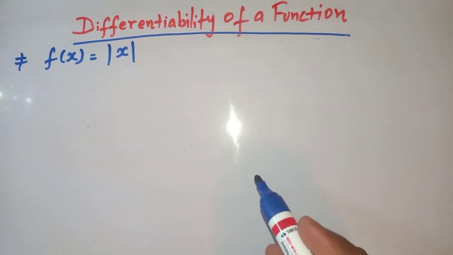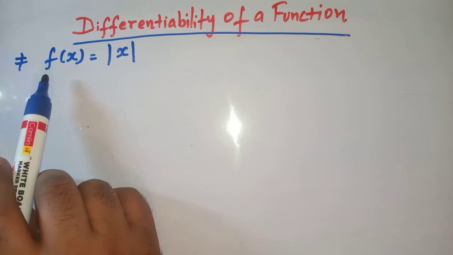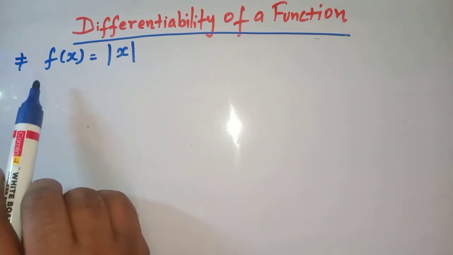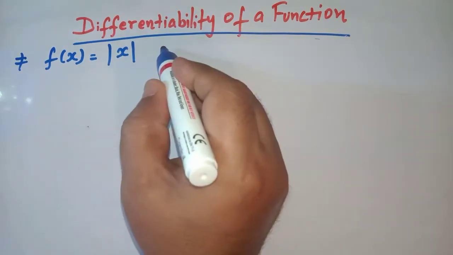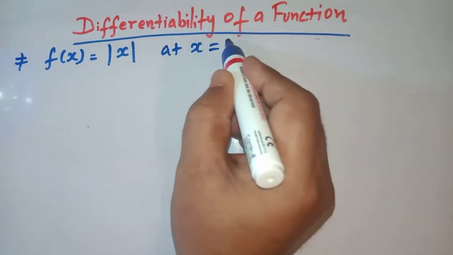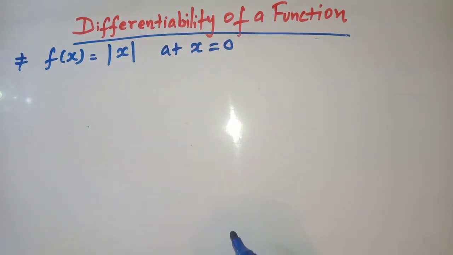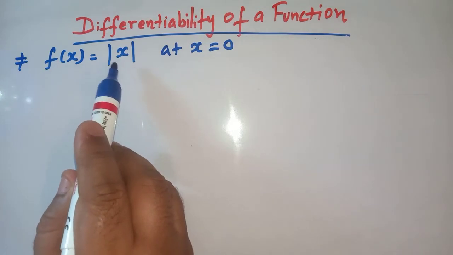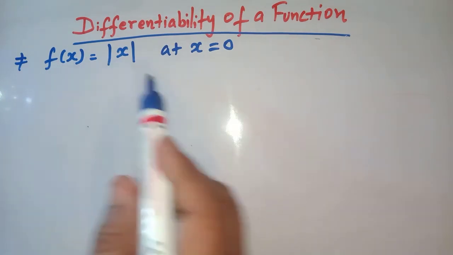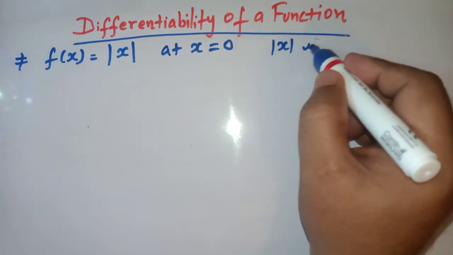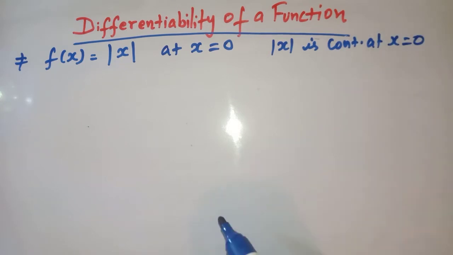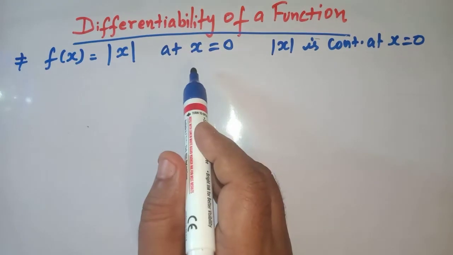Viewers, let us take the famous example of the absolute value function, or the modulus function, and we have to test its differentiability at x is equal to 0. Clear? So we know that the absolute value function f(x) is mod x, which is continuous at x is equal to 0. So let us test its differentiability at x is equal to 0.